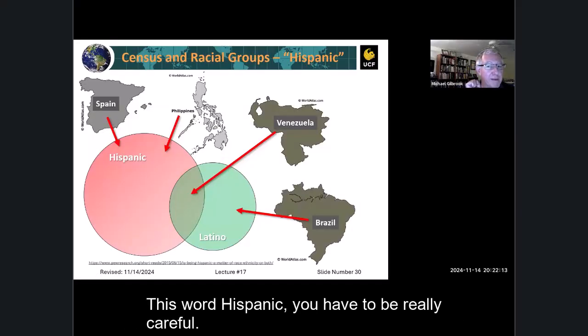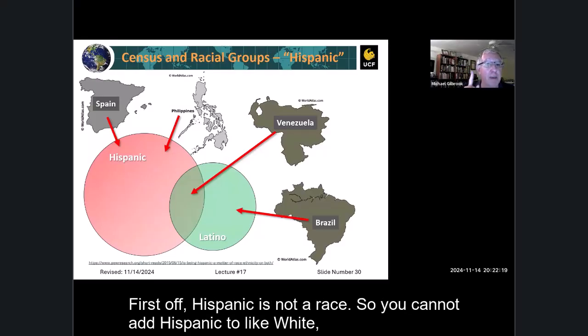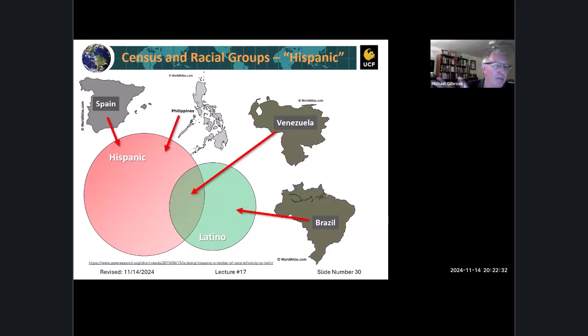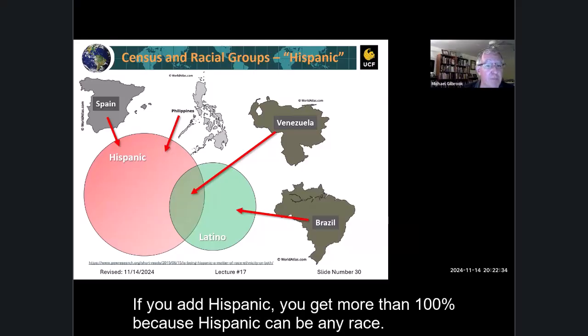This word Hispanic, you have to be really careful of. First off, Hispanic is not a race. So you cannot add Hispanic to white, Black, American Indian, Hawaiian Islander. If you add Hispanic, you get more than 100% because Hispanic can be any race.